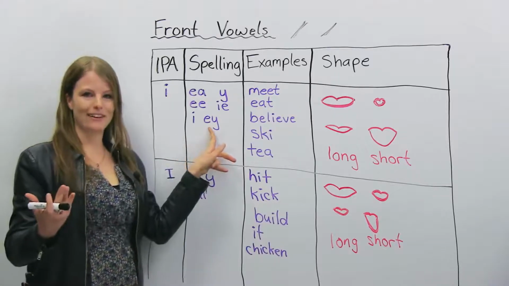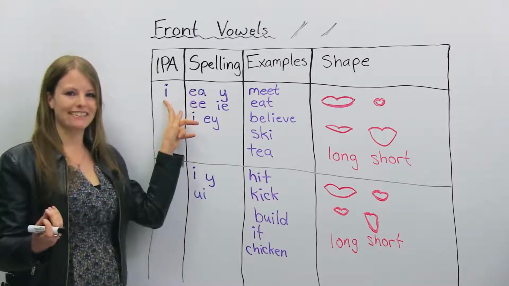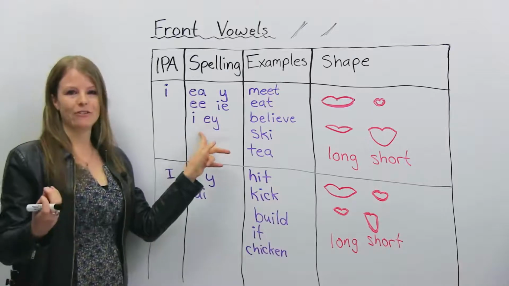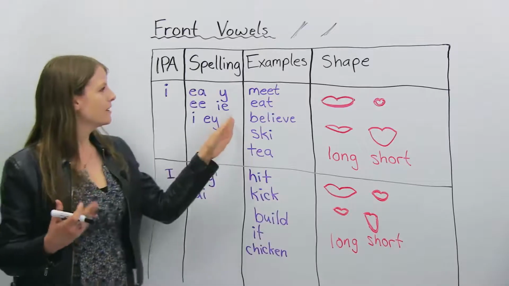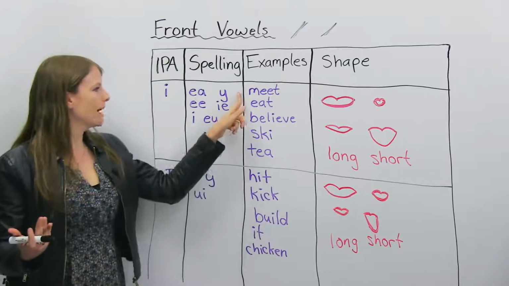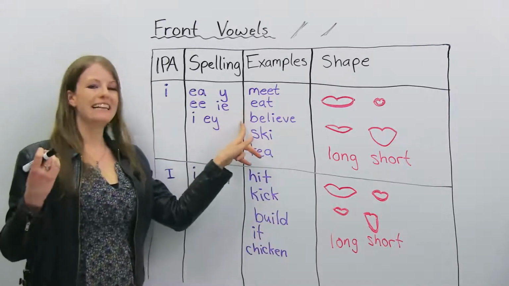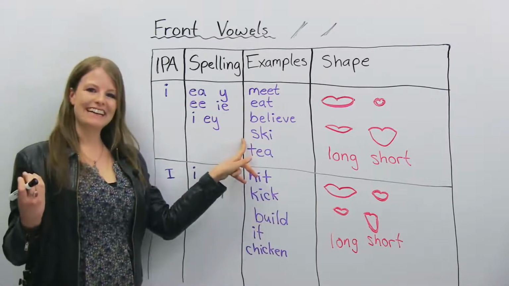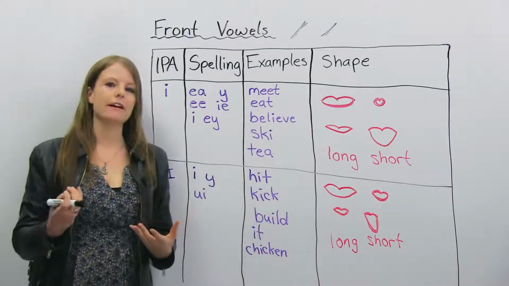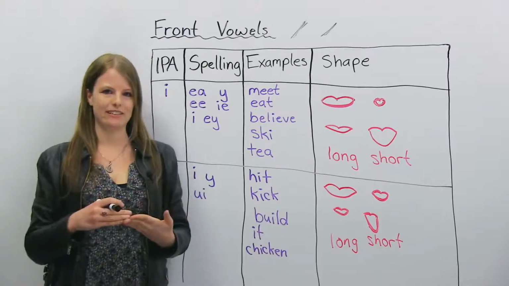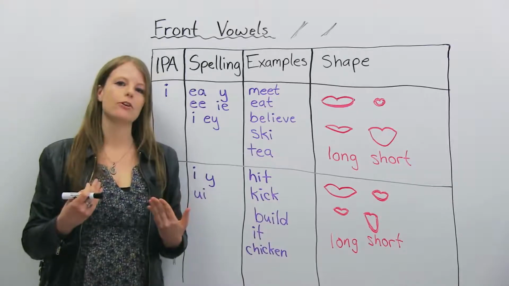So this is why, if you're looking in the dictionary, sometimes the IPA can be helpful, because all of these can be an E sound, but sometimes there are other sounds also. So that can get a little bit confusing. Okay, so let's look at some examples. We have the word here: meet, eat, believe, ski, tea. So all of these, even though the vowel is spelt differently, they all have an E sound to them.